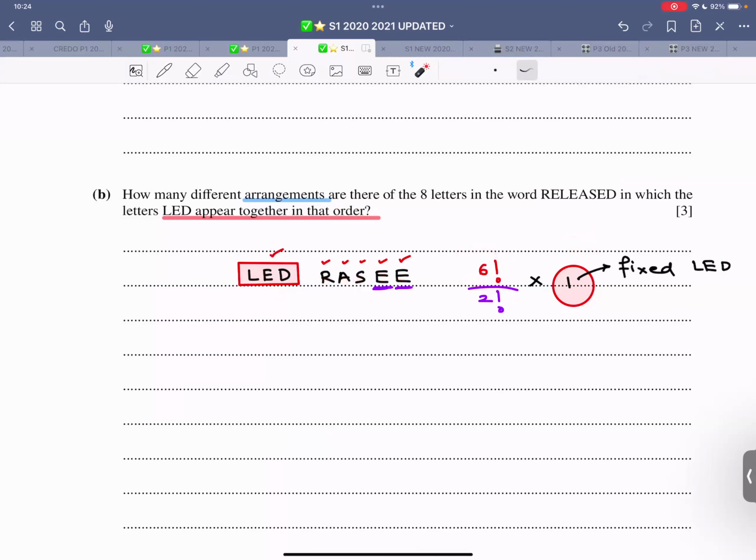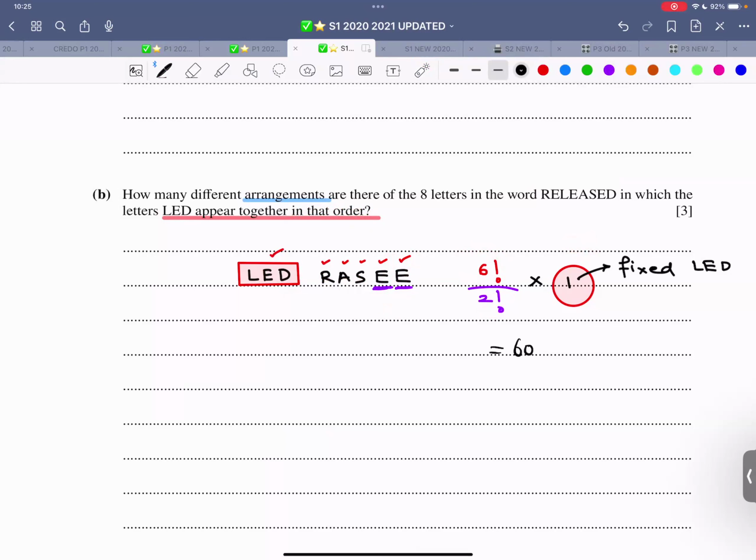That is 6 factorial. Divide by 2 factorial for the 2 E's on the outside. So this is 720 divided by 2. This comes out to be 360. That is the answer for this particular part. All good, all clear?